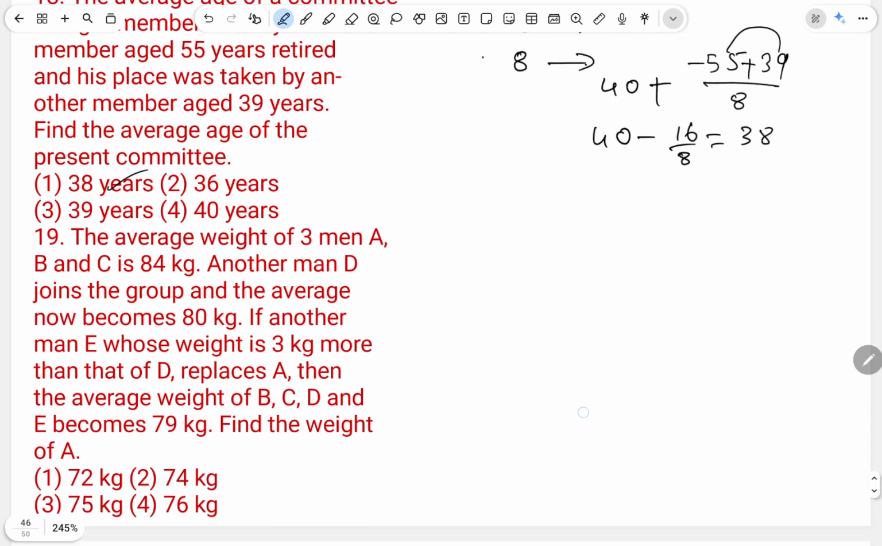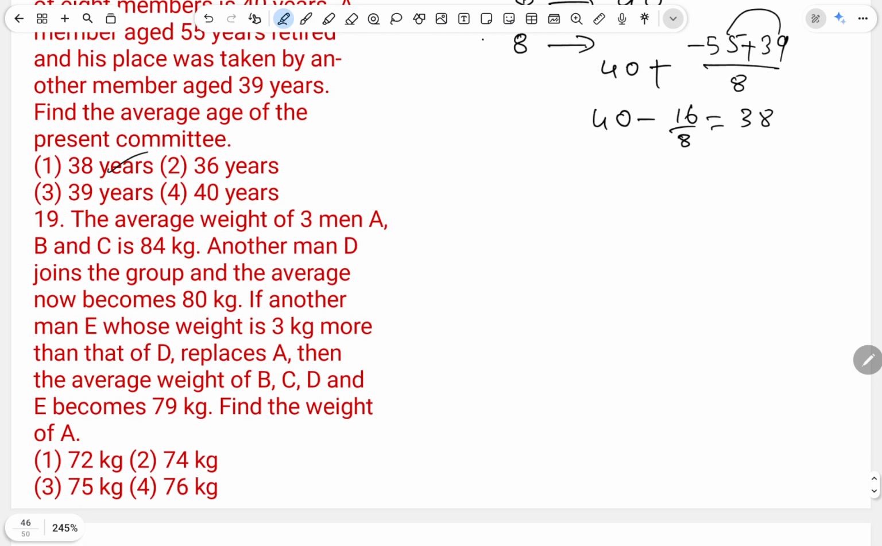The average weight of 3 men, A, B, C is 84. I think we have done this question, the same question in the previous video also.